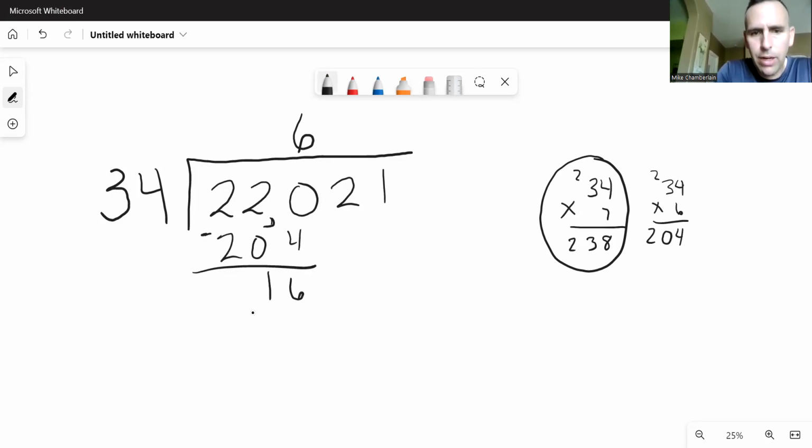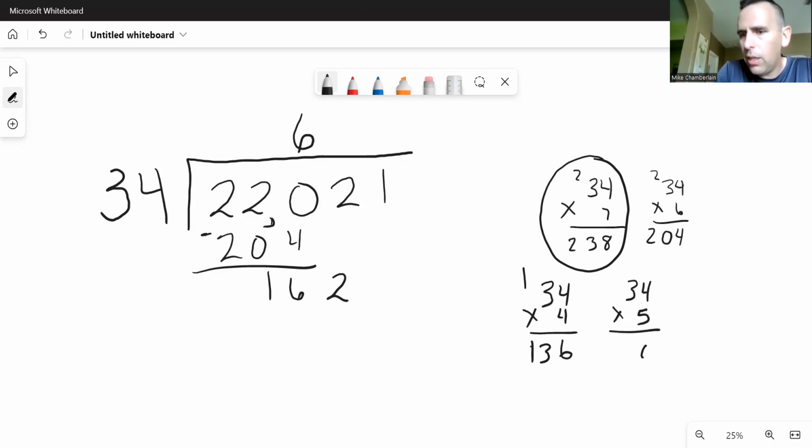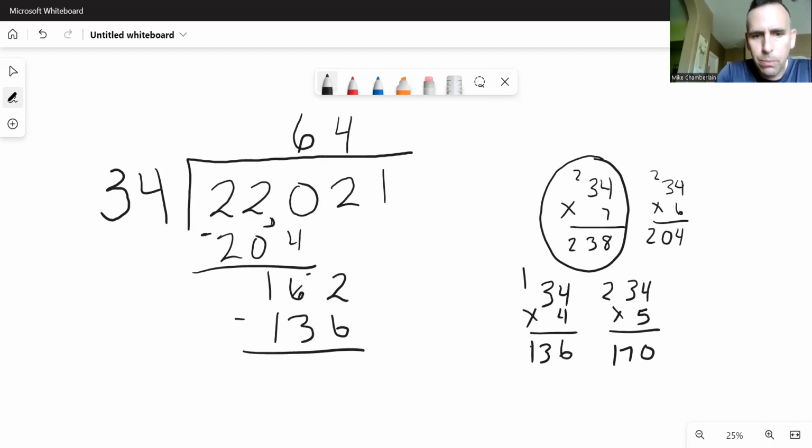Bringing down the next place value, I'm thinking of how many times does 34 go into 162? Again, I may not know. I might guess. I might think, well, maybe 4. So I can figure out that's 136. If I'm not sure, I might try 5. Now, if I do that, you can see that's too much. So it's just 4 groups. 136, again, subtracting. Got to do a little borrowing. There's a lot of computation here. So I have 26 left over, bringing down the ones place, 261.